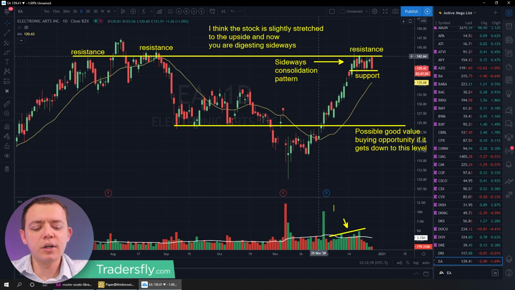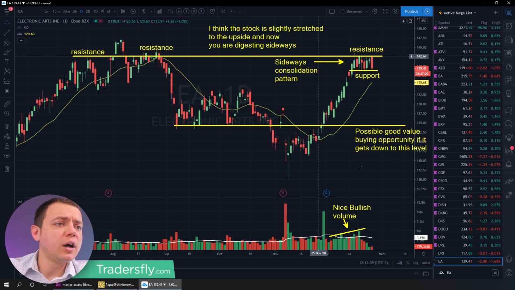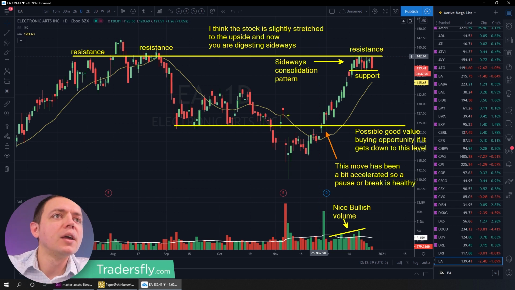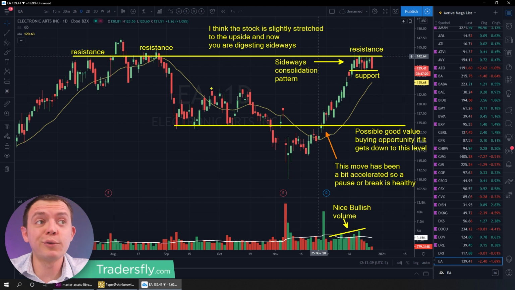You'll see if it can break out further. There is some nice bullish volume there, so that is good on the growth side. You're just going to have to see if it's just a sideways digestion or it'll build up some more steam. However, this move has been a bit accelerated, so a pause or break is healthy and a good thing. So anyways, that's EA. There's a lot of gaming stuff involved lately, and this one definitely has been doing quite well around that 140 level. It just continues. It was down at 115, 117, and now you're at 140.